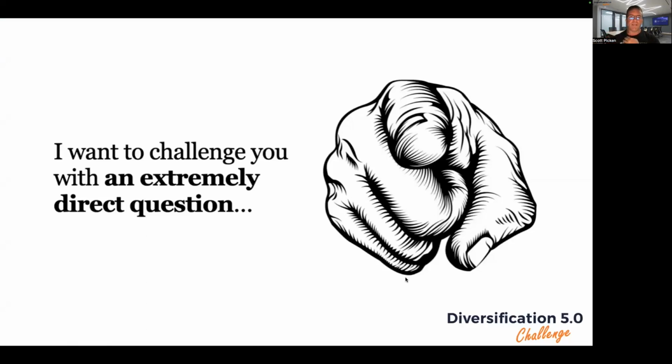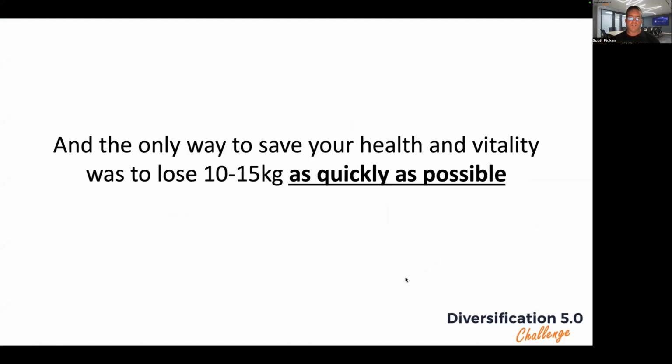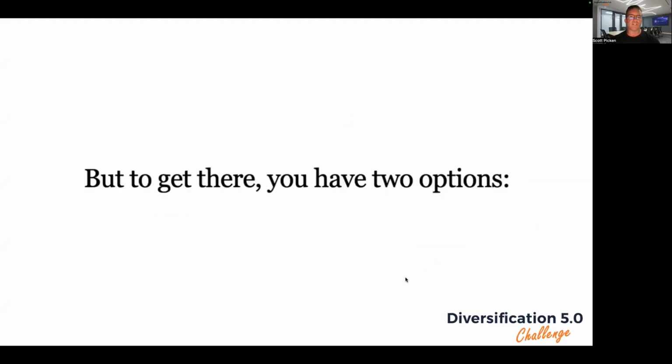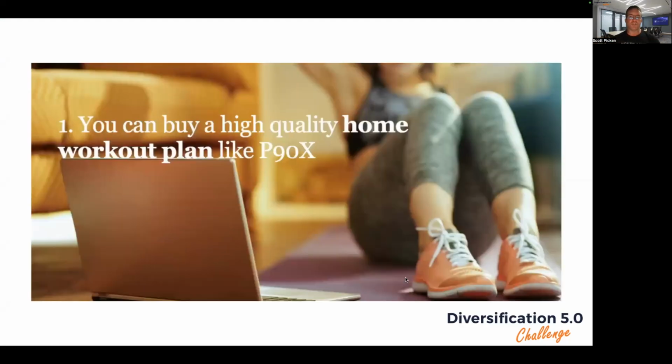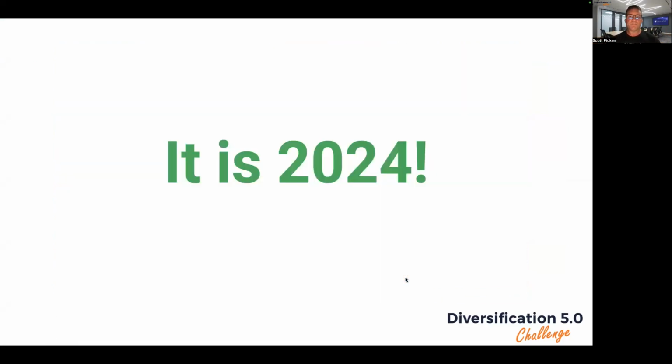If we had this little game, and a doctor said to you, you've got a serious medical condition, you had to lose 10 to 15 kilos as quickly as possible, but you had 2 options. You could do the home study course, or you could get that coach that literally turned up in the morning, knocked on your door and said, right, it's time to go train. Which one would give you more confidence of getting the results? And I remind you, it's 2024. It's time for you to get results. Stop the definition of insanity and keep thinking, oh, it might get better, or maybe I'll do it differently. Maybe I'll get different results. Do it differently.